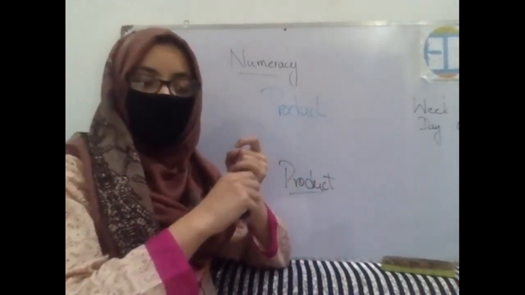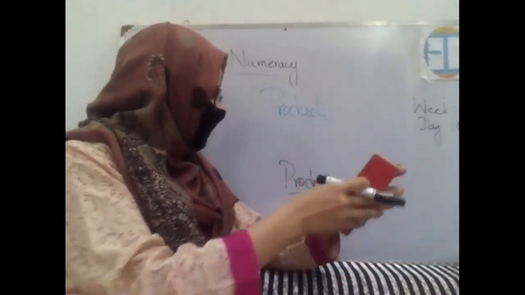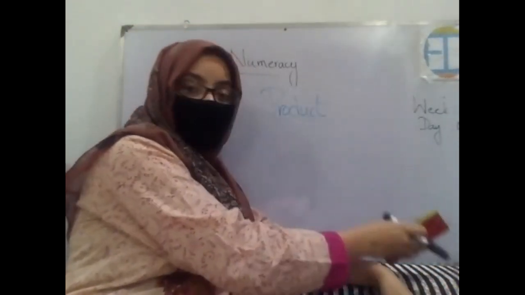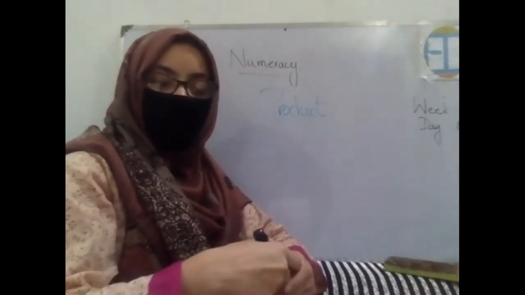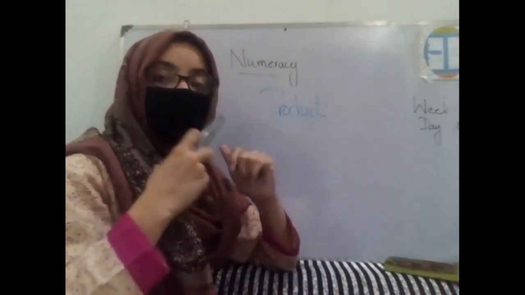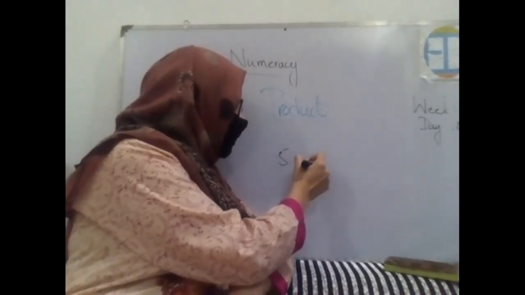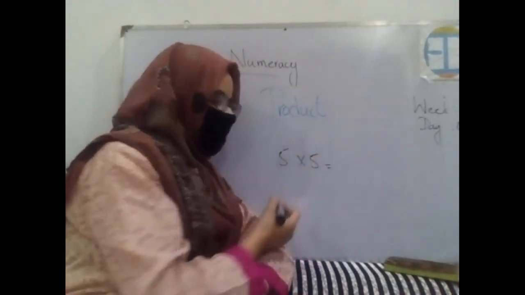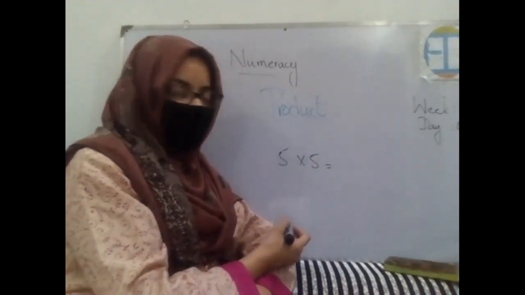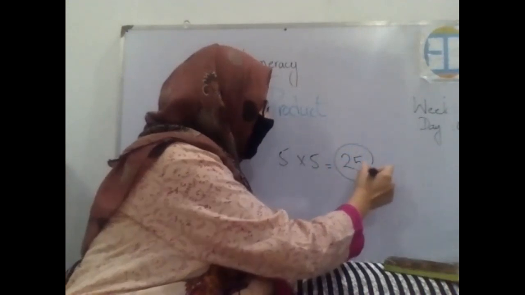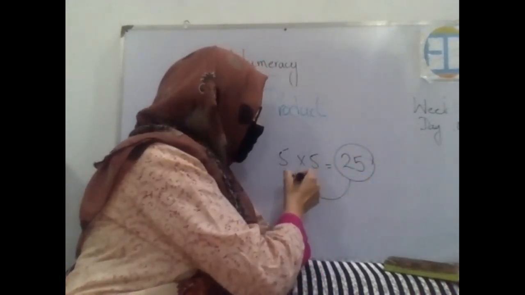Similarly, in mathematics, when we ask that please find the product of these two, this means that you are supposed to multiply two numbers. A product is basically the result of multiplication of two numbers. Let's say you multiply 5 with 5. 5 times 5 is equal to 25. Now 25 is the product of these two.